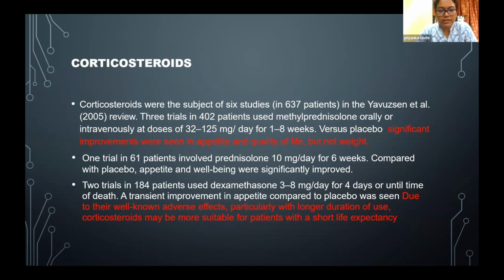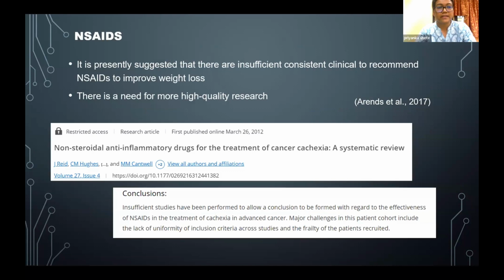Due to their well-known adverse effects, particularly with longer duration of use, corticosteroids may be more suitable for patients with short life expectancy. And then third was NSAIDs. It is presently suggested that there is insufficient consistent clinical evidence to recommend NSAIDs to improve weight loss. There is a need for more high quality research.